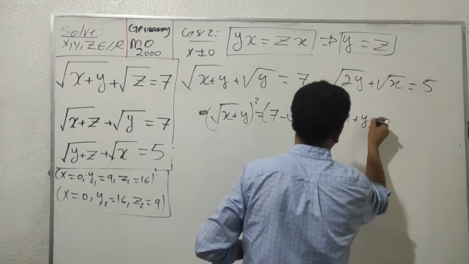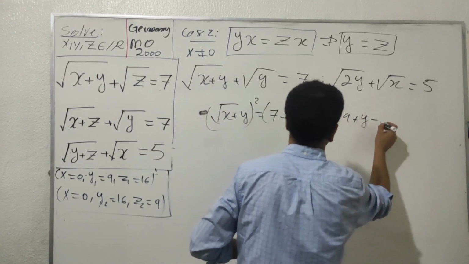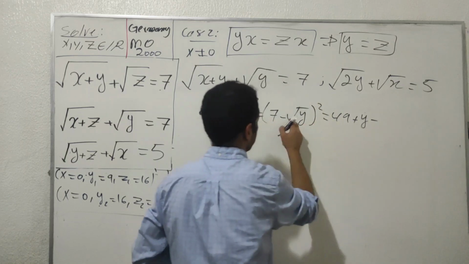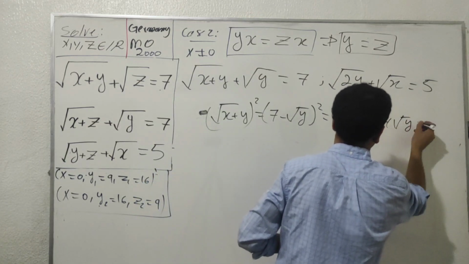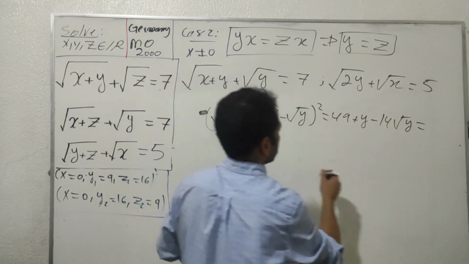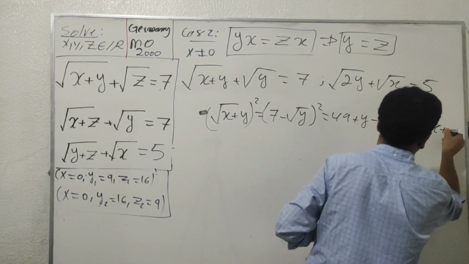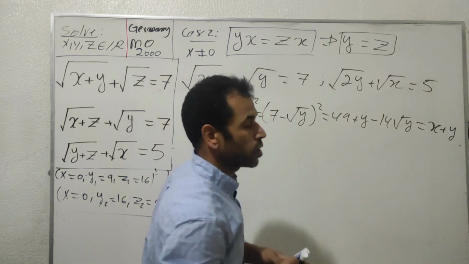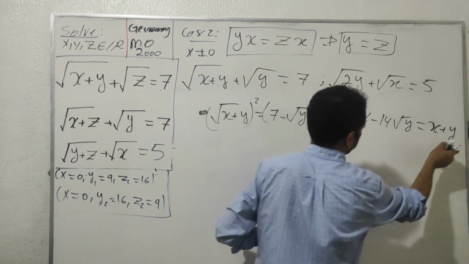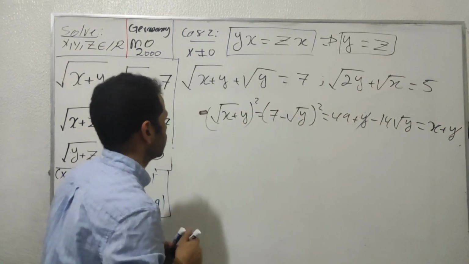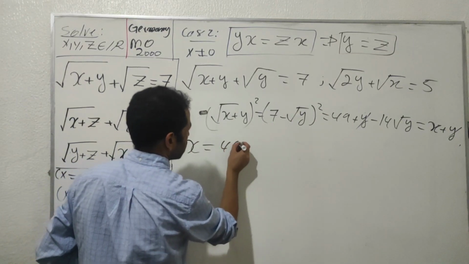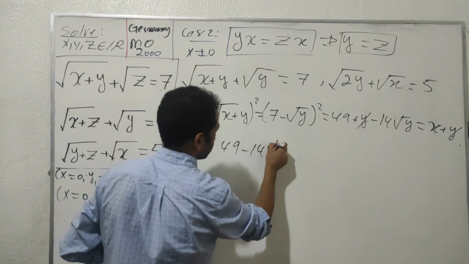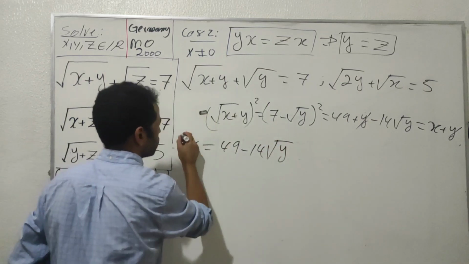plus y as a last term minus 2. Minus 2 is multiplied by 7, which is minus 14 square root of y. Okay, this one equals x plus y. So the nice thing here, when we get y, will be cancelled out from the left and the right. I will be left with this expression. I get x equals 49 minus 14 is multiplied by y, square root of y.